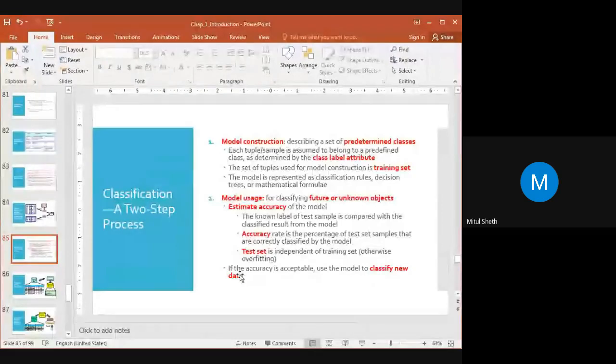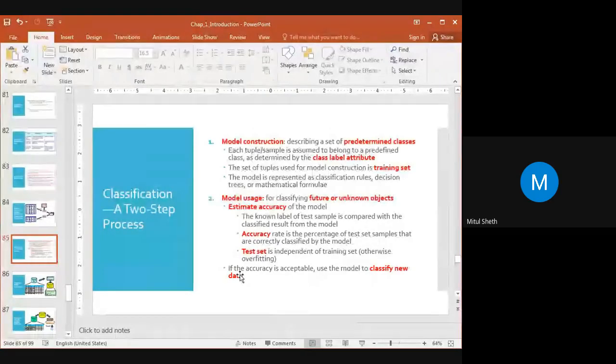One is the model construction and the second one is the model usage. In the model construction, we are using different predetermined classes, or you can say the supervised data known as the training data. We are using the training data to generate our model. Based on the training data, you can use different classification models like classification rules, decision tree, or different mathematical formulas. You can apply it in model construction. Now you have a model construction. You can now apply the different testing parameters.